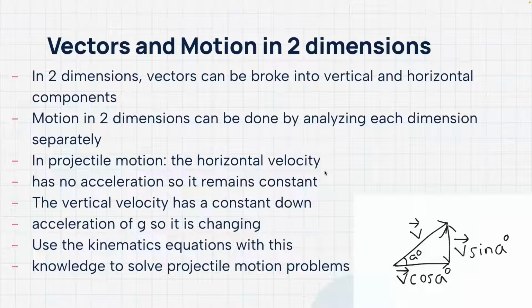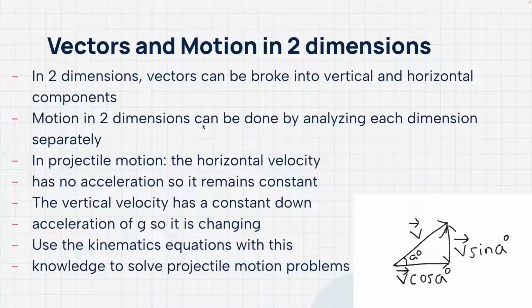So now I'm going to go over vectors and motion in 2 dimensions. In 2 dimensions, vectors can be broken into vertical and horizontal components. And motion in 2 dimensions can be done by analyzing each dimension separately. The velocity in one direction will not be changed by the acceleration in another dimension. Like the x component of velocity will not be changed by the y component of acceleration. That just doesn't make sense.